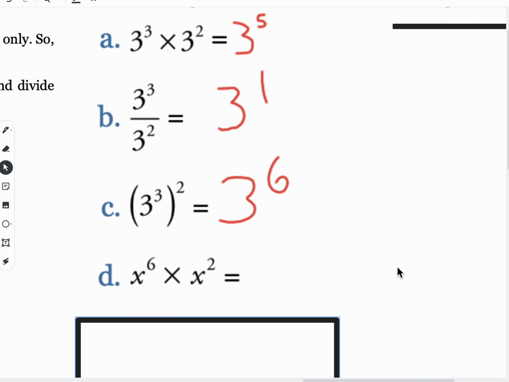D is x to the sixth power times x squared. Here we're multiplying again. The only difference is we have variables. We'll keep that x as our variable, and now let's add them. The MA part of MADSPM shows us to add the exponents when they are multiplying one another. D will be x to the eighth power. 6 plus 2 is 8.